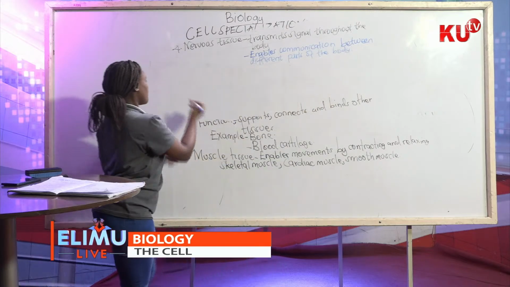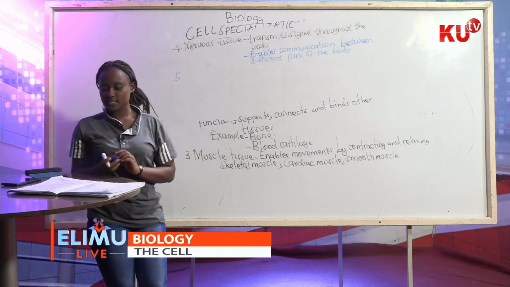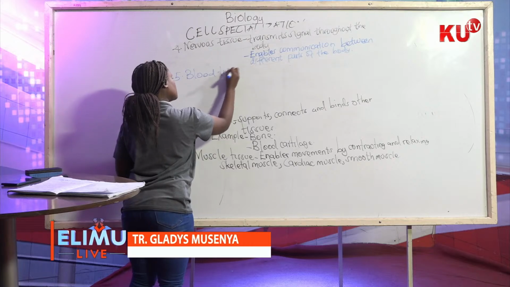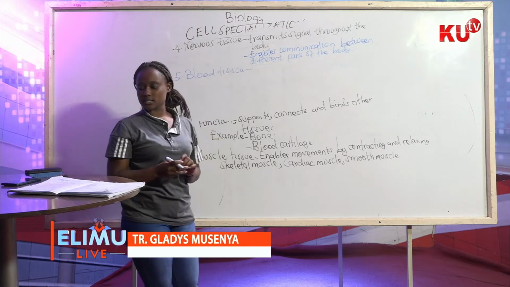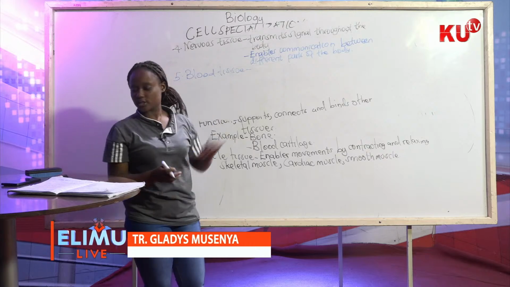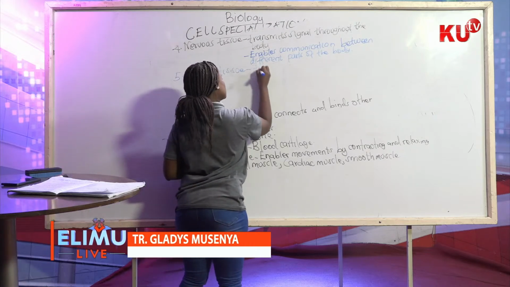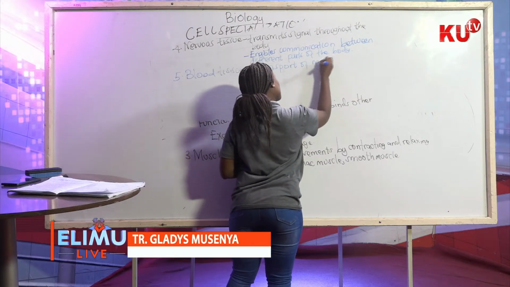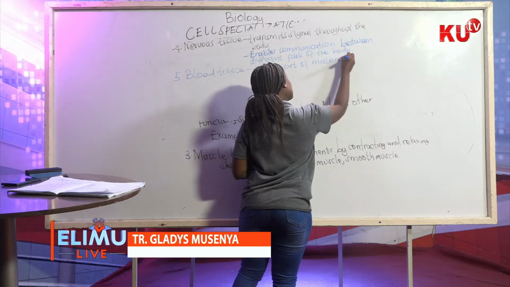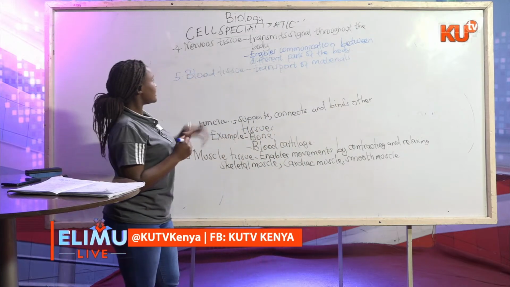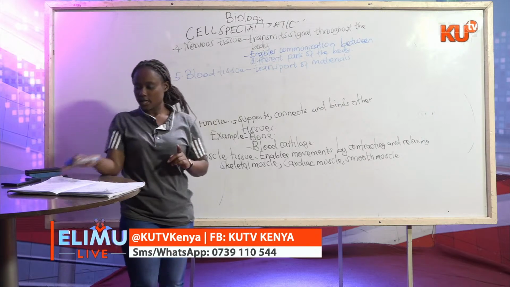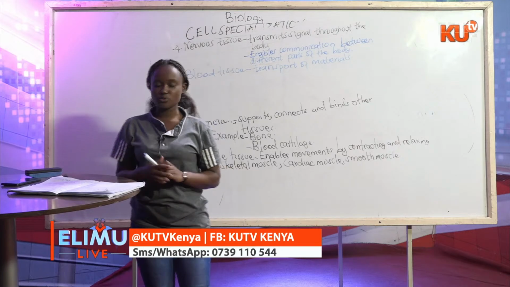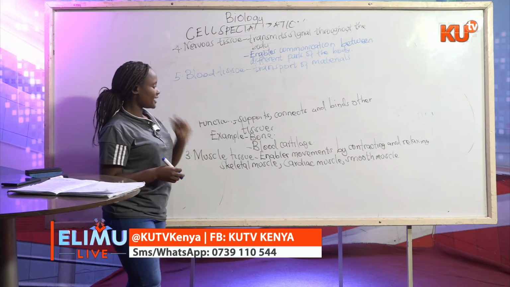Now we go to our fifth tissue, and that is blood. The blood tissue's function is transport of materials. So that is in animal cells. We have the epithelial tissue, the connective tissue, the muscle tissue, nervous tissue, and the blood tissue.